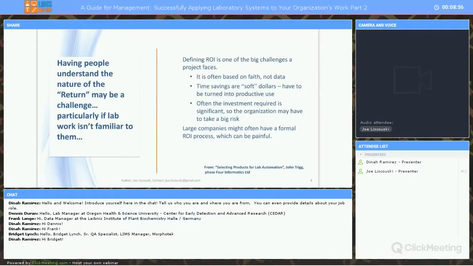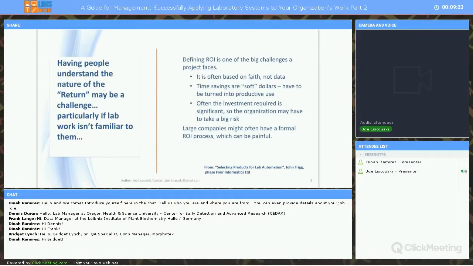John Trig, formerly of Phase 4 Informatics, gave the following comments in a presentation he gave a few years ago. Defining ROI is one of the big challenges a project faces. It's often based on faith, not data. There's an issue of trust that the decisions are well-founded and researched, and that the direction you're going makes sense both technically and in terms of resource utilization.